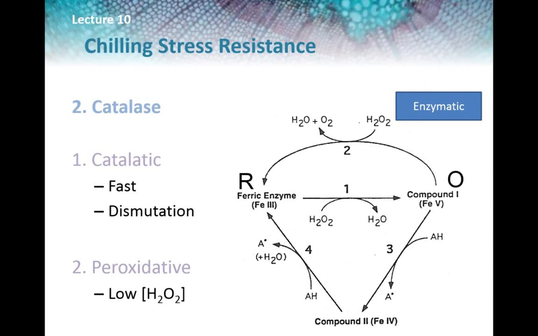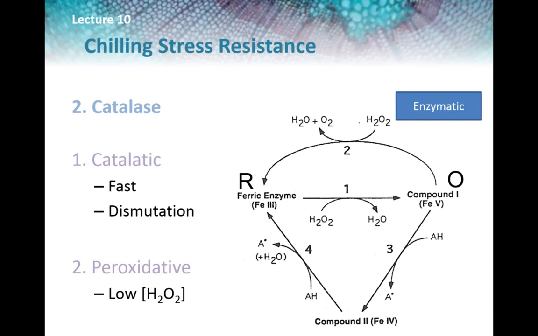The first cycle is called the catalytic, which is very fast and occurs when there is abundant hydrogen peroxide. This cycle has the first step, a 2 electron reduction of hydrogen peroxide to water along with oxidation of iron. And in the second step, iron is reduced along with oxidation of a second hydrogen peroxide molecule to oxygen.